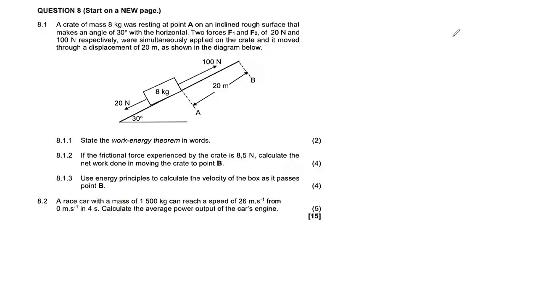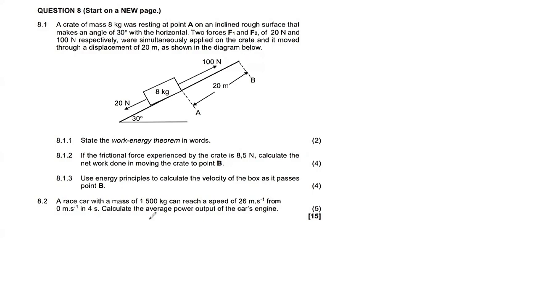Okay, so we have question 8. It says a crate of mass 8 kg was resting at point A on an inclined rough surface that makes an angle of 30 degrees with the horizontal. Two forces, F1 and F2, of 20 Newton and 100 Newtons, so that means in that order, F1 is 20 Newton and F2 is 100 Newtons, were simultaneously applied on the crate and it moved through a displacement of 20 meters, as shown in the diagram below.